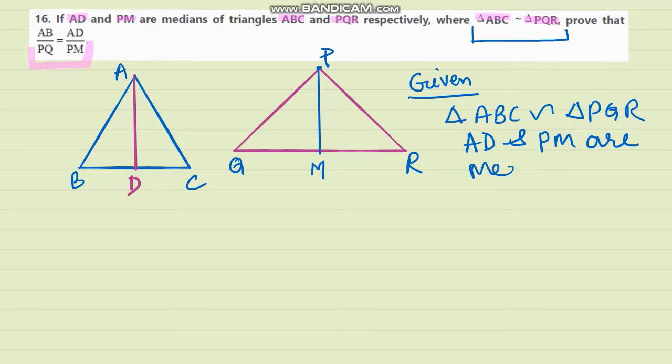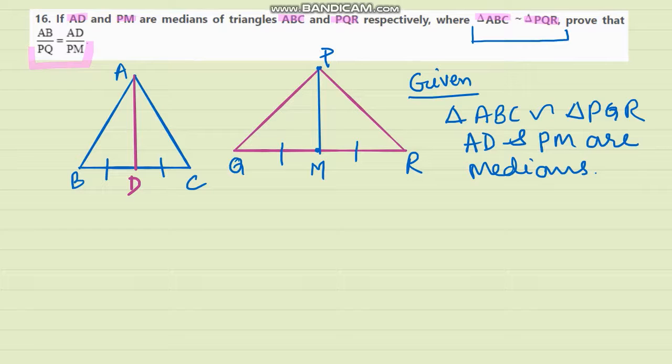So from the given part, how can we connect? AD and PM are medians means AD is the median of triangle ABC, so BD is equal to CD, and in the same way PM is the median of triangle PQR, so QM and MR are equal. M is the midpoint. Now let us see how we can connect these things.